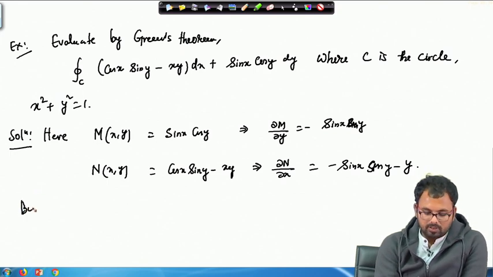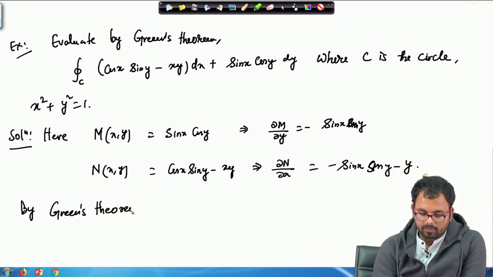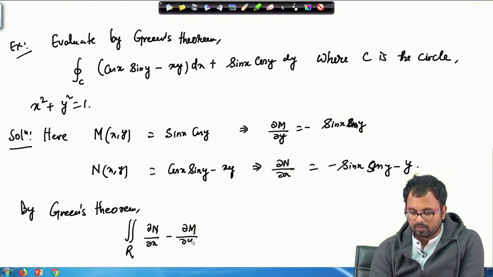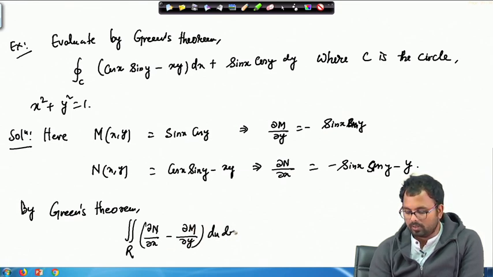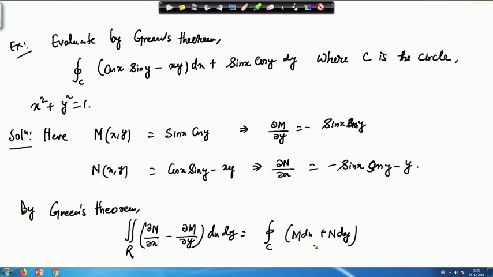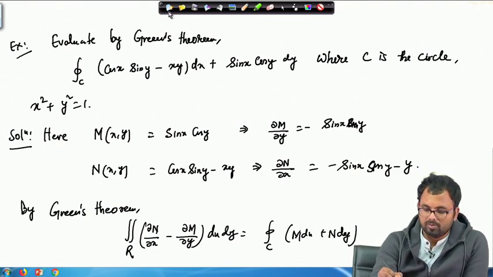So, therefore, by Green's theorem, we have over region R, del n del x minus del m del y dx dy is equal to the line integral of m dx plus n dy. So, del n del x is minus of sin x sin y minus y, and this one is plus sin x sin y. So, you see we will basically obtain a very simple expression to solve. So, instead of working with this complicated one, we will obtain a very simple expression to work with.